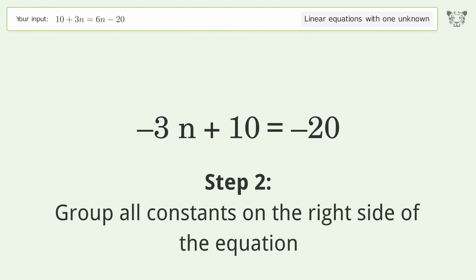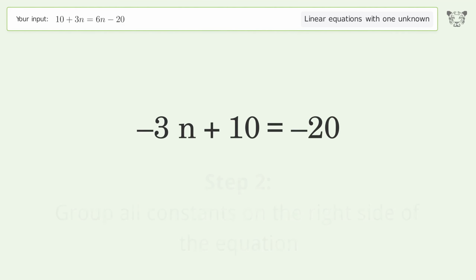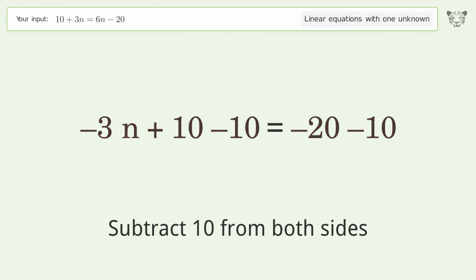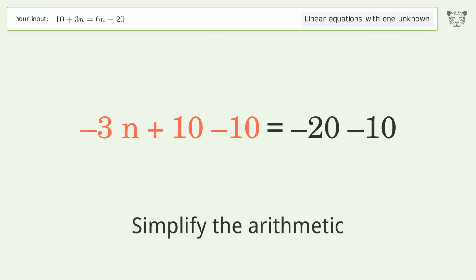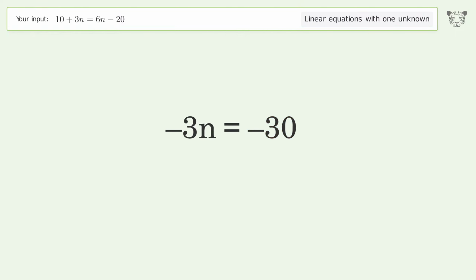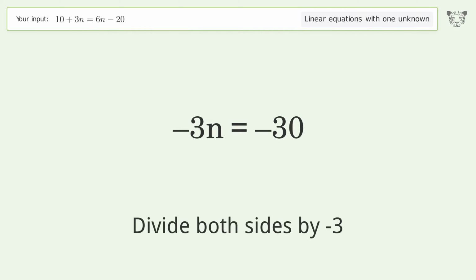Group all constants on the right side of the equation. Subtract 10 from both sides. Simplify the arithmetic. Isolate the n. Divide both sides by -3.